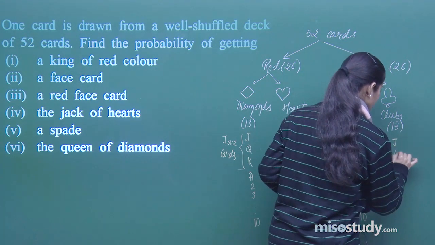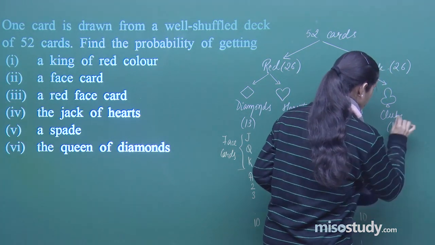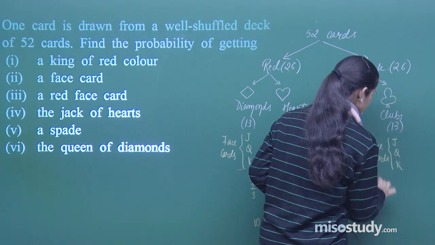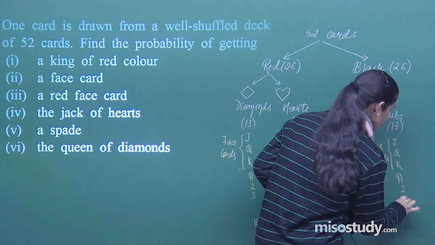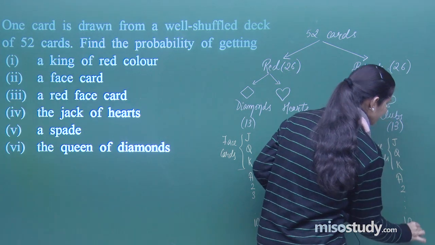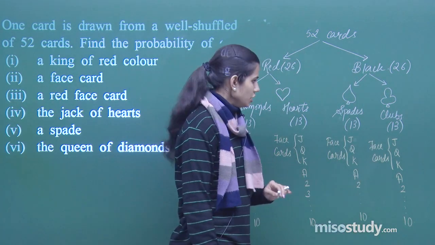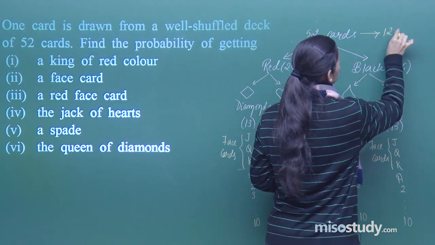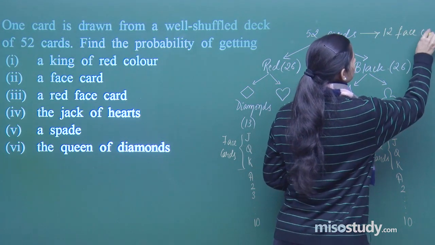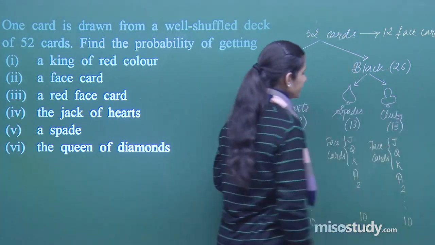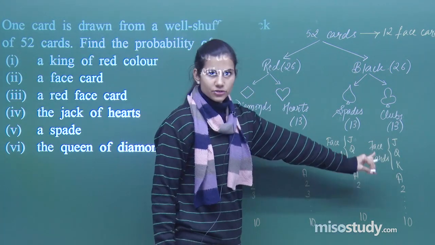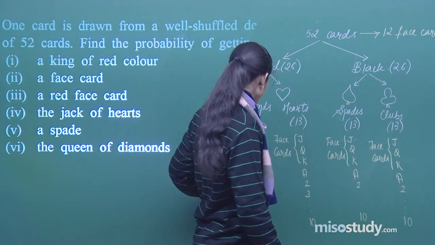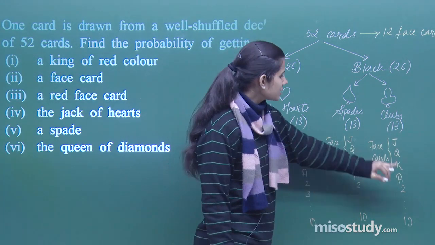Similarly, you have Jack, Queen, King of clubs. These are my face cards. And you have Ace, 2, 3, 4, 5, 6, 7, 8, 9, 10 of clubs. So in all, you can see that there are 12 face cards in a well shuffled deck of 52 cards. 3 plus 3 plus 3 plus 3. Okay, 4 aces you have, right? Ace of diamonds, ace of hearts, ace of spades, ace of clubs.